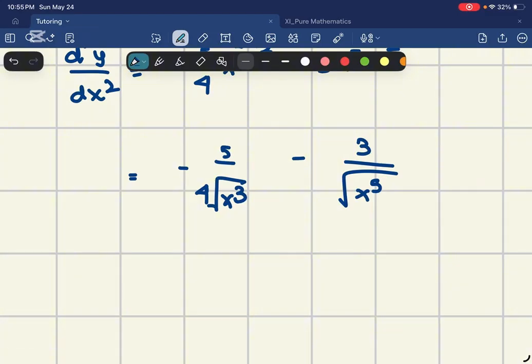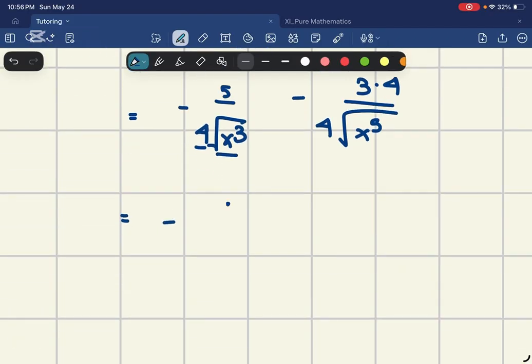So we can simplify this as if I multiply by x, right? If I multiply by x on my first term, I am going to get... So I need to multiply. So I have 4 something. So let me just multiply by 4 here. So I have minus 5 over 4 times the square root of x cubed, minus 12 over 4 times the square root of x to the 5.